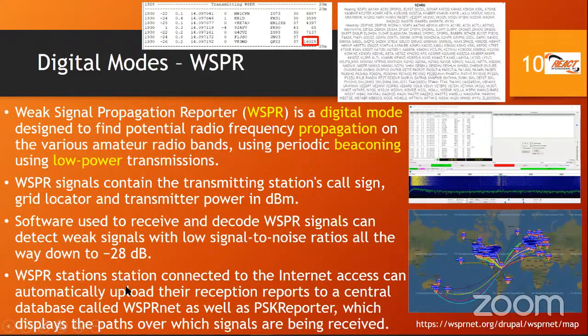And also Whisper stations, remember we have a computer that's connected to a radio, connected to an antenna. Well, that computer could be connected to the internet. So that Whisper station, receiving Whisper signals, can submit or upload those reception reports to databases such as WSPRnet as well as PSK Reporter. Those are two websites, aggregators, that collect signal reports and allow you to display them like I'm showing you here on the screen, bottom right-hand corner. You're actually seeing a map, and this is from the WSPRnet website, wsprnet.org. So you can check that out as well.